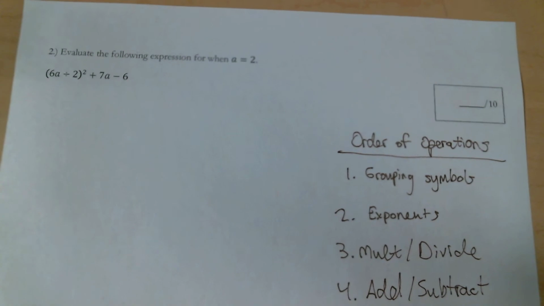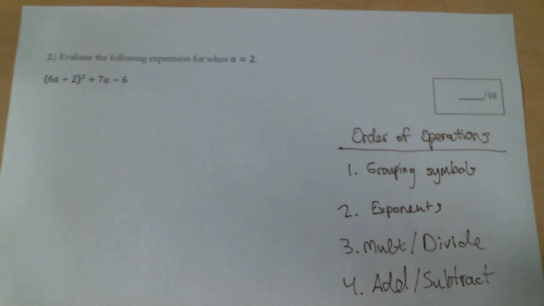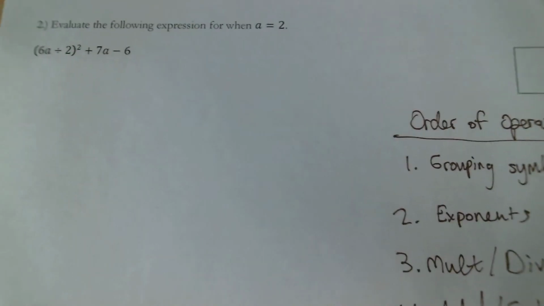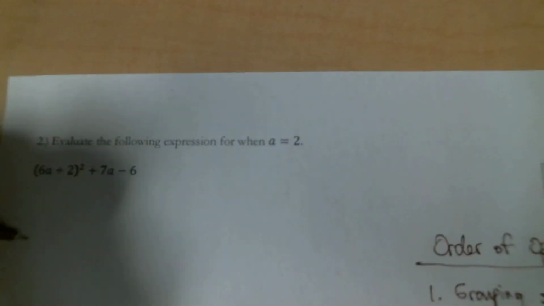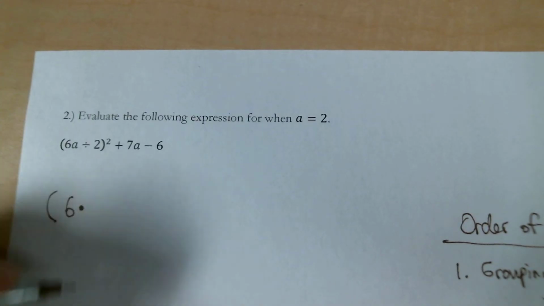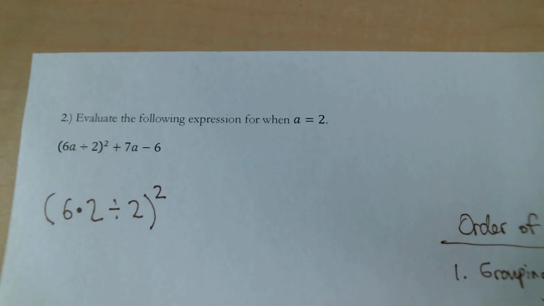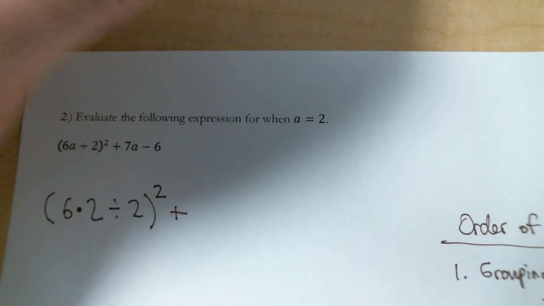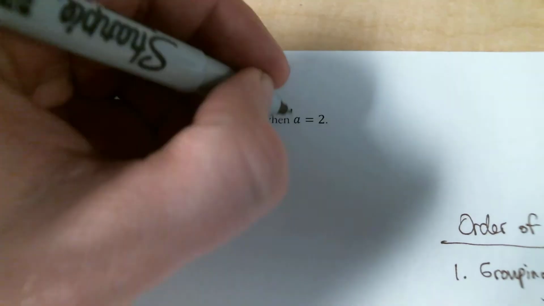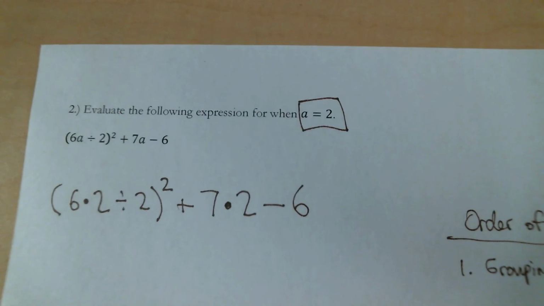Yes, this one. Looks like a monster, really isn't that bad. Because guess what? They're telling you already what A is equal to. So here's what we're going to do. It says A is going to be equal to 2. Then I just have to follow my order of operations. So here's A. So I've got 6 times A, which is A is 2, divided by 2, all of that to the second power, plus 7 times A. And what is A? A is 2. We know that right here. Minus 6.